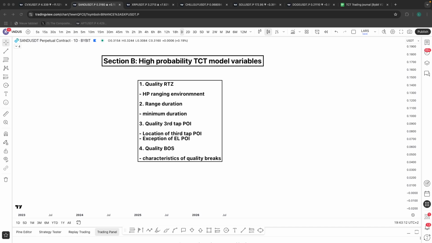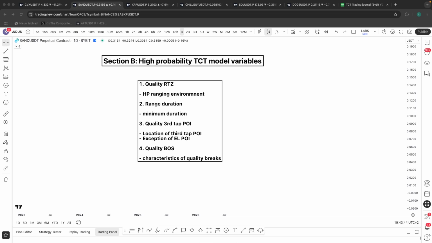Our high probability TCT model variables consist of four key components. One, your quality return to zone. As you guys know, we need to be in a high probability ranging environment, which has to do with getting that quality return to zone. The second is going to be range duration. Our ranges need to have a minimum duration in order for you to avoid taking irrelevant TCT models.